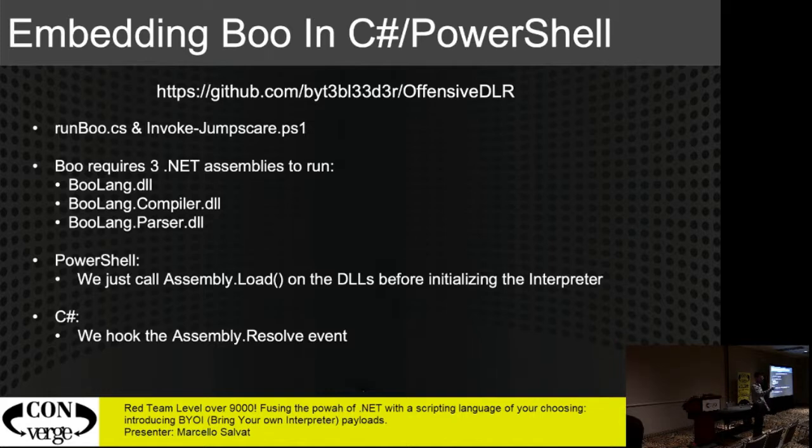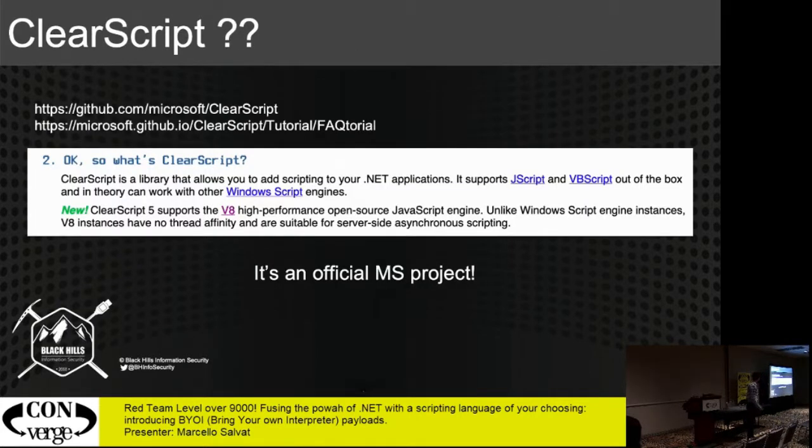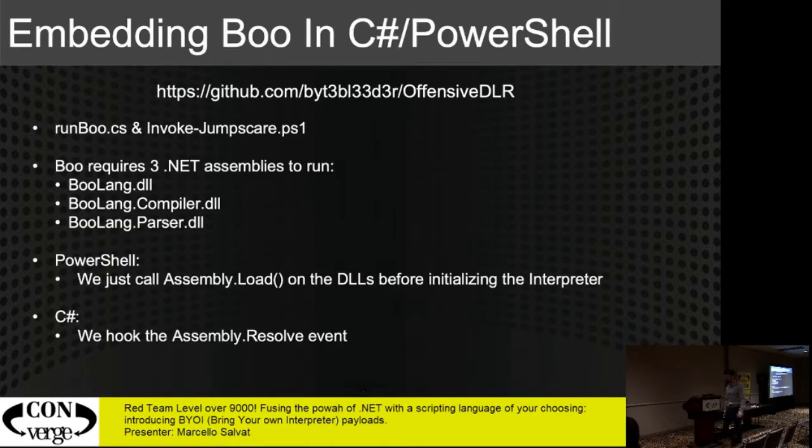I'm not exactly sure why this works, but that's just something to know. And it's a very important thing to know because there are other implications to that, which I'll talk about in a second. So in PowerShell, you literally just call Assembly.Load on those 3 DLLs, and that's all you need to do to embed Boolang in PowerShell. And in C#, you could just hook the AssemblyResolve event, and then at that point, your world's your oyster. So I'm going to be demoing a Boolang payload right now.